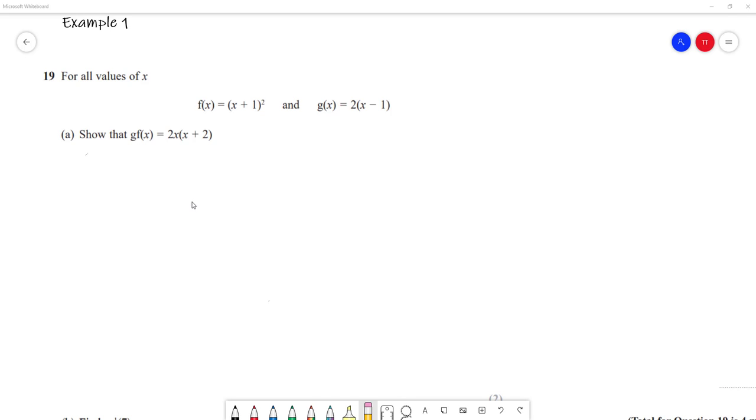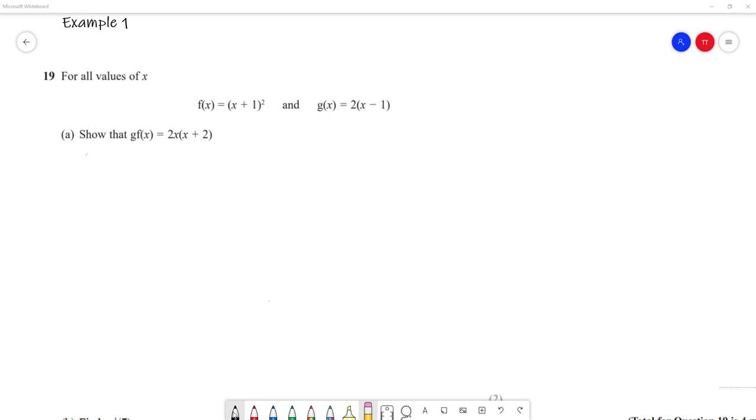In this video, we're going to go through inverse functions and composite functions. So let's take an example. Here we've got an example that f(x) is (x plus 1) all squared and g(x) is 2 bracket x minus 1. We want to show that g of f(x) is 2x times (x plus 2). So when you see a question like this, it says take the second function and substitute it into the first.